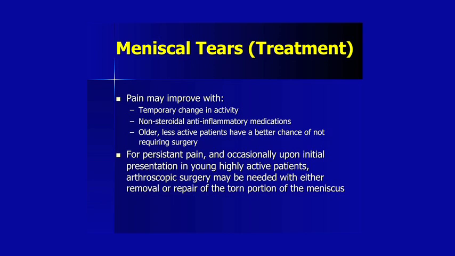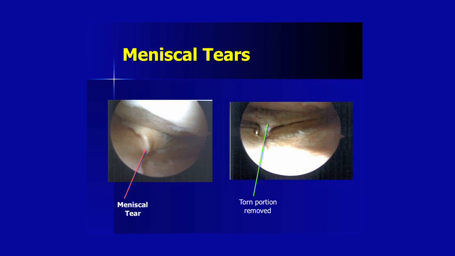So the pain can improve with a temporary change in activity and anti-inflammatory medications. Older and less active patients have a better chance of not needing surgery because they're less likely to make a small tear into a larger tear, and they're less likely to be stressing it as much. Younger, more active patients typically are going to stress it to the point that they have pain, or if they have a small enough tear that it gets better, they're usually going to make it into a larger tear later, because once it tears, it's more susceptible to becoming a larger tear.